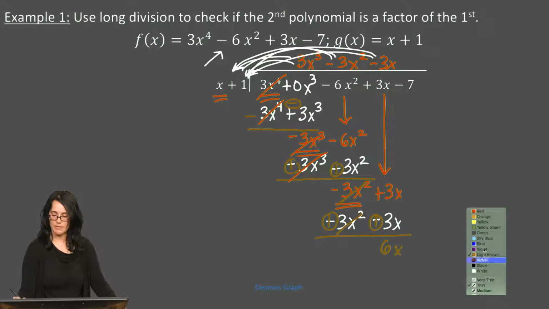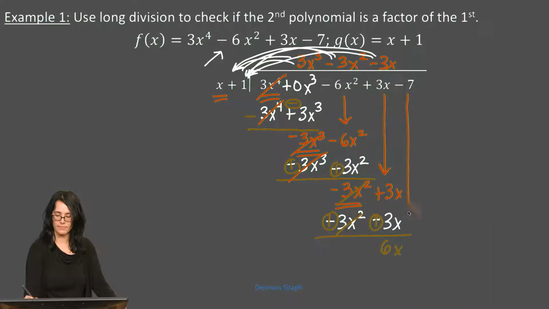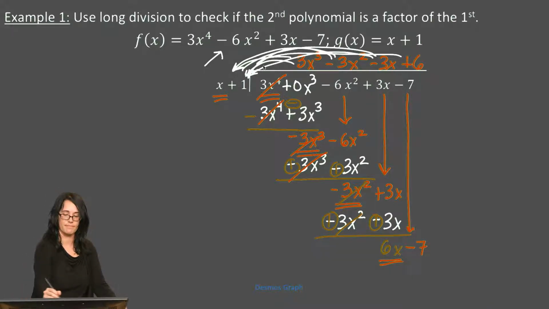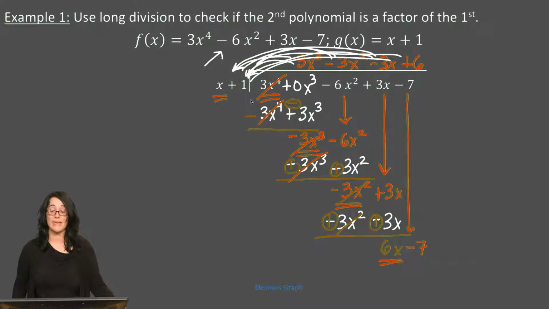Continuing the process, we'd bring down our next term. We're almost done, I promise. I know this was a tedious one. We would say again, our leading terms, compare them. X times what gives me 6x? Yes, +6. And then we would be able to multiply that by everything in front. And let's see what we get. 6 times x is 6x. 6 times 1 is 6.